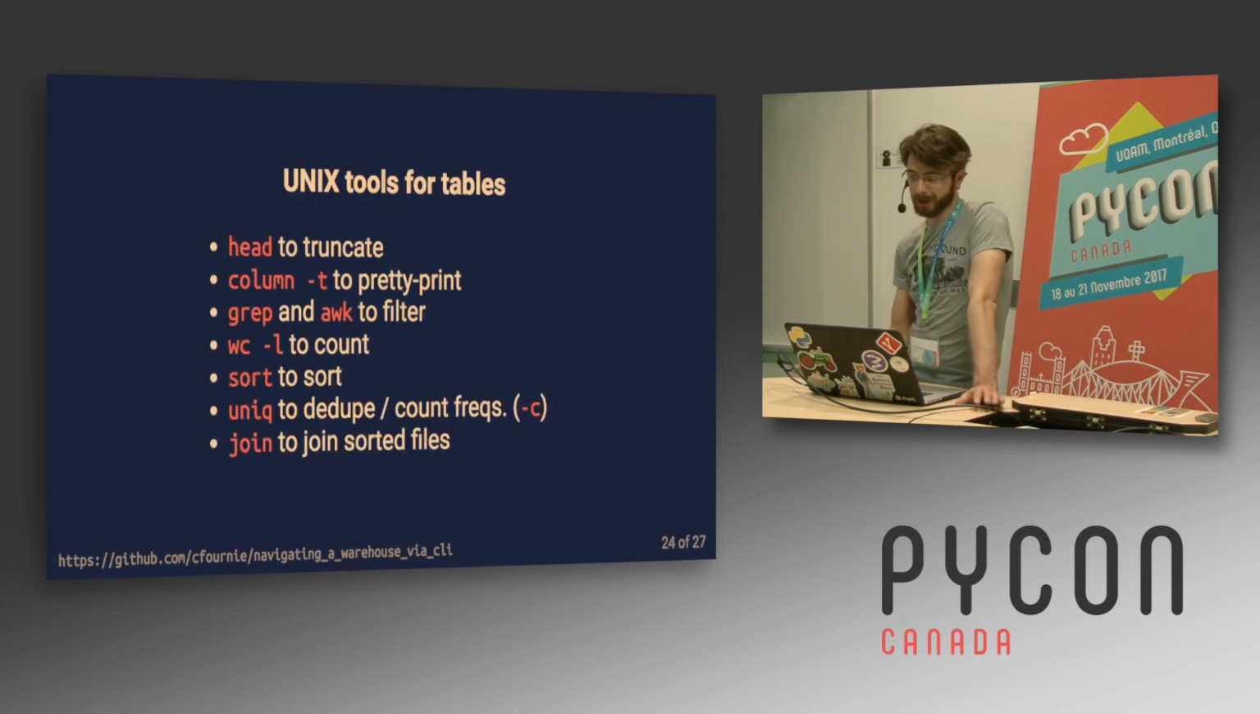So to summarize, I showed you the benefit of keeping your Python script really simple, and instead of adding features to it like sorting, or being able to cut or remove certain columns optionally, or truncating your output, I suggested leveraging the power of a few Unix tools to make the most out of tabular output. Those tools being head to truncate, column -t to pretty print, grep and awk for filtering, word count to count, sort, uniq to not only dedupe but also count frequencies, and join to actually join on some sorted files to answer some quick questions. And there are so many more that I didn't discuss.